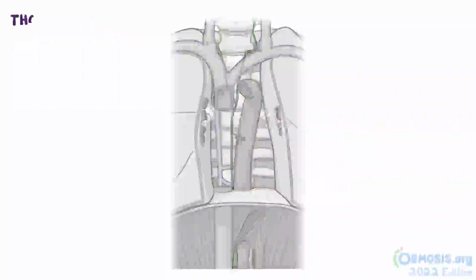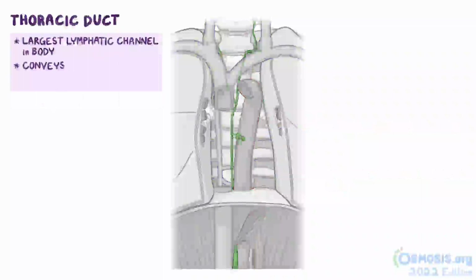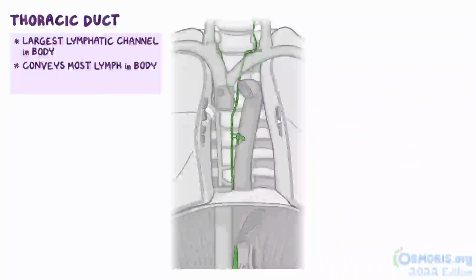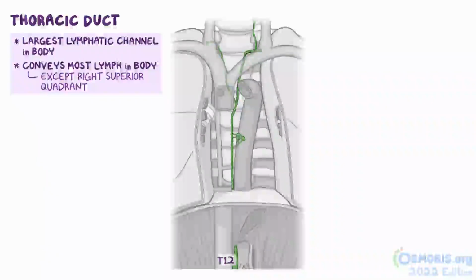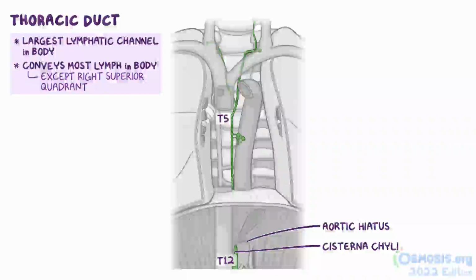Okay. Let's now talk about the thoracic duct, which is the largest lymphatic channel in the body and conveys most of the lymph in the body to the venous system, specifically all lymph except from the right superior quadrant of the body. In the posterior mediastinum, it lies on the anterior part of the bodies of T12 to T5. The thoracic duct originates from the cisterna chyli in the abdomen and enters the mediastinum through the aortic hiatus in the diaphragm at the level of T12.